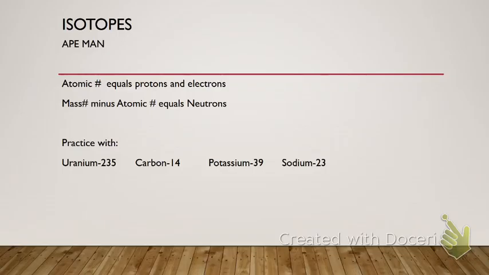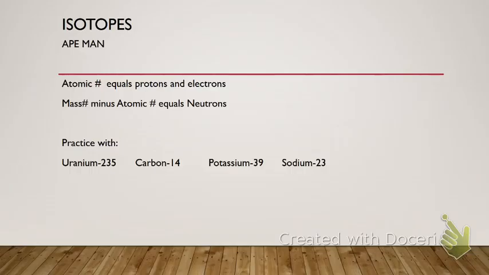Okay? So in order to figure these out, you can either just remember to subtract, or you can use this 8-man turn, which is atomic number equals protons and electrons, and the mass number minus the atomic number gives you neutrons. I don't technically use that. I just give that for you. I just remember to subtract them.